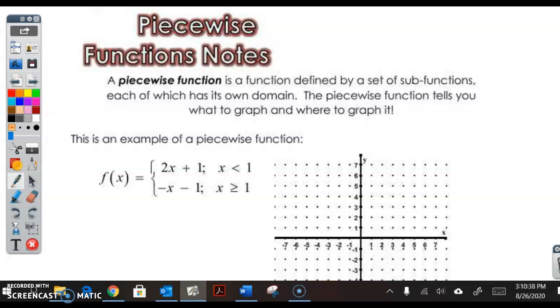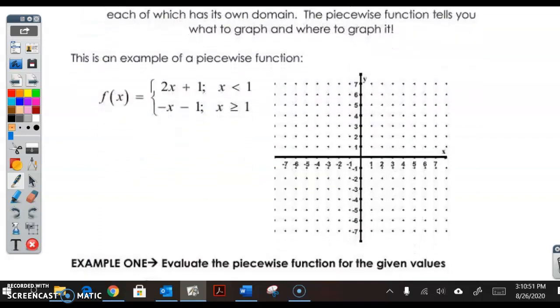So a piecewise function is a function defined by a set of subfunctions, each of which has its own domain. The piecewise function tells you what to graph and where to graph it. So here's an example of a piecewise function.